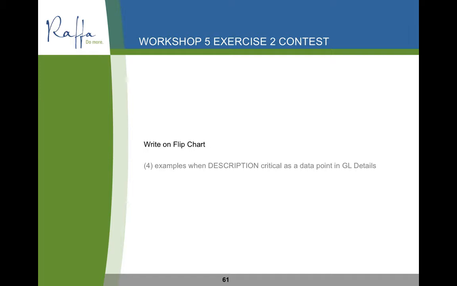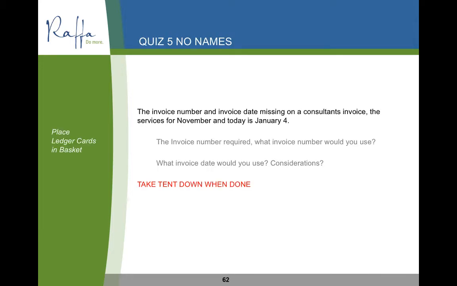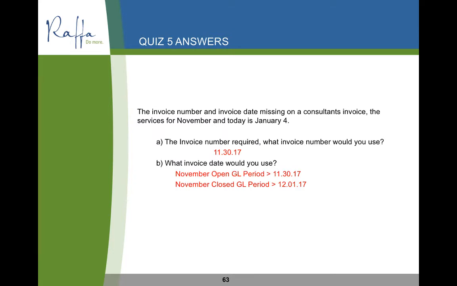We have legal expenses, professional fees, fixed assets, and repairs and maintenance as 4 critical data points for transaction descriptions in the GL details. They get to win a prize, and we're going to move on to our quiz. Take down the tent when done. This is kind of what they call a brain teaser. Okay, let's move on to the answers.